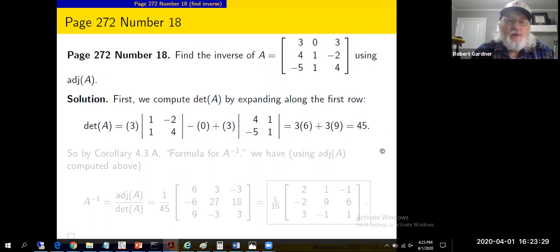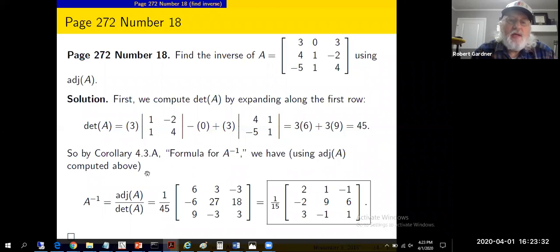There's the computation. So we can find from that corollary the inverse of matrix A by taking the adjoint of matrix A and multiplying it by the scalar 1 over the determinant of A. Determinant of A was 45, so we'll get 1 over 45. The adjoint, this is the result from the previous example. So there's A inverse. I can clean it up a little bit. All these entries are multiples of 3. So we could divide a scalar multiple of 3 out of that matrix. Then we'd have 3 over 45, which is 1 over 15. So here's a slightly simpler version of the inverse of matrix A.